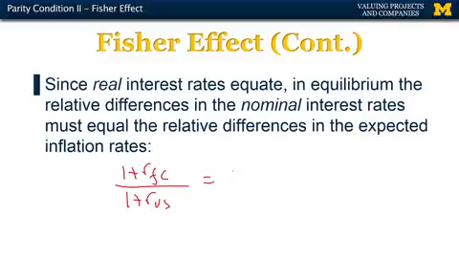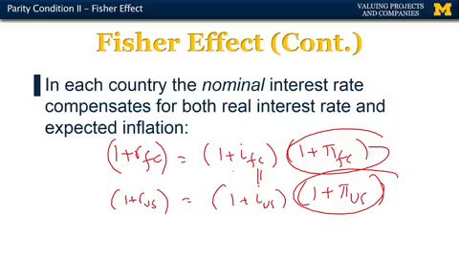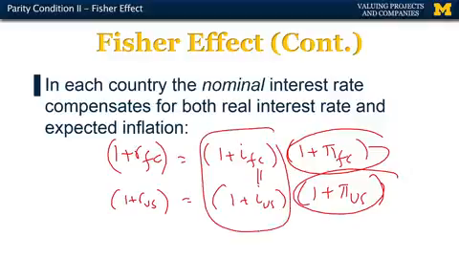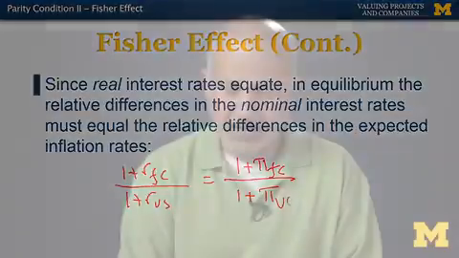If you go back, and I'm going to make you do the doctor's thing a little bit. Remember, if the I parts are equal, then there has to be a relationship between the other two parts. And that's all I'm reflecting in the next page. 1 plus RFC over 1 plus r US has to be 1 plus pi FC over 1 plus pi US. And this I don't even need to give you an example.